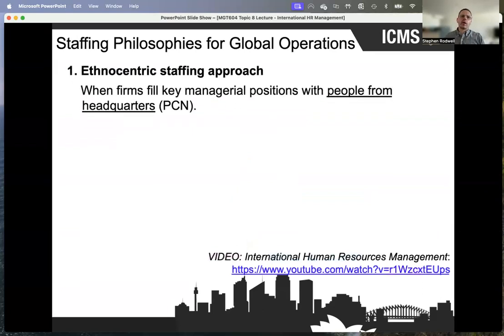So, the ethnocentric staffing approach, one of the different staffing philosophies that we could undertake. When firms fill key managerial positions, then we might say, if we're taking an ethnocentric approach, we want to take people from the parent country, and for those managerial positions, especially leadership positions, we want people from the parent country to go work in those positions.